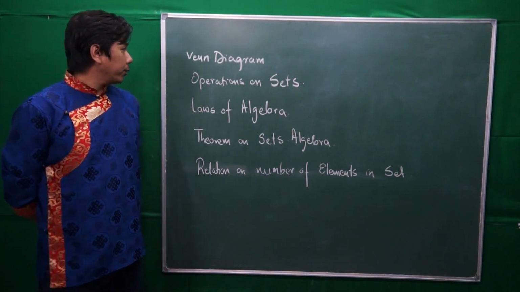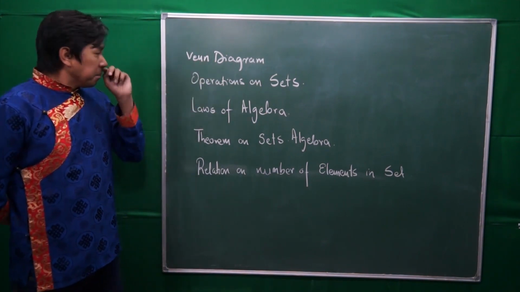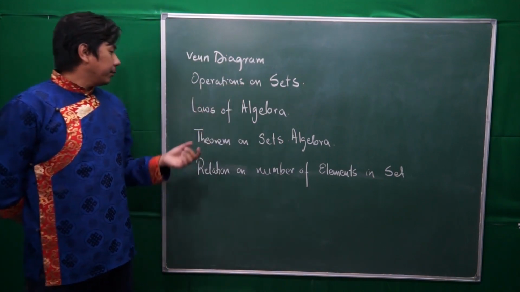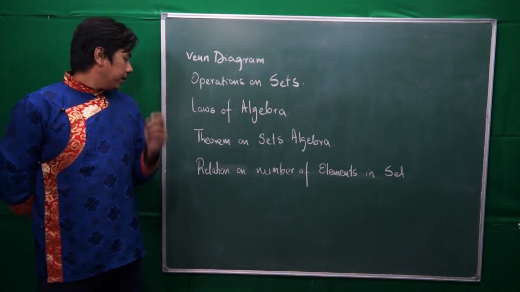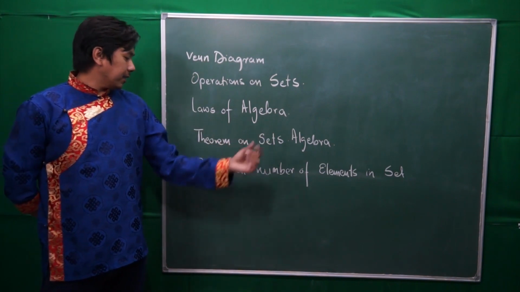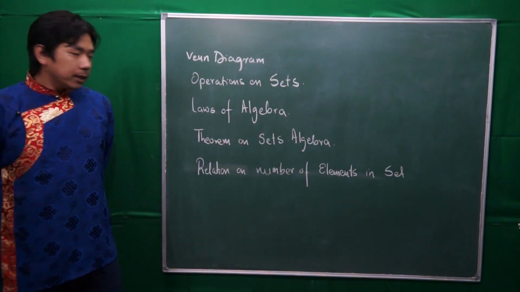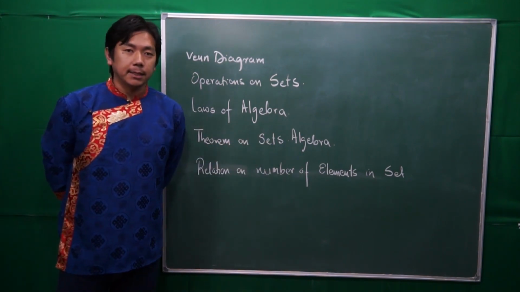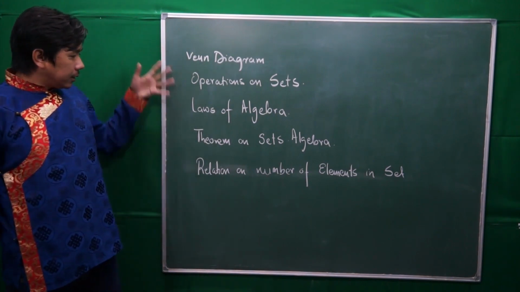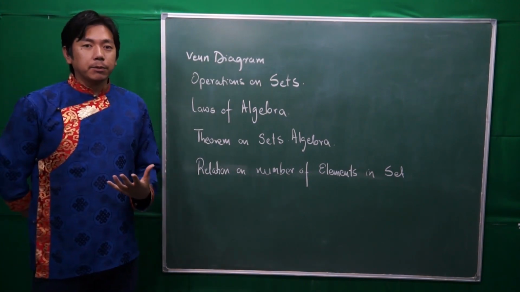The topics we are going to cover today are Venn diagrams and operations on sets, then some laws of algebra and theorems on sets algebra, and lastly certain relations on the number of elements in the sets. So these are the topics that we are going to cover in the chapter on sets.